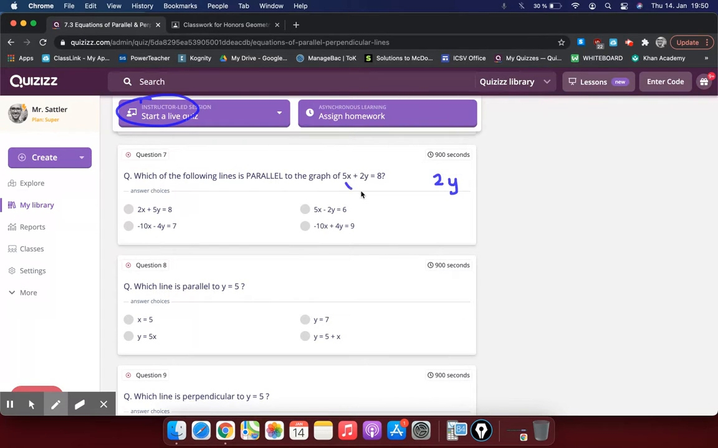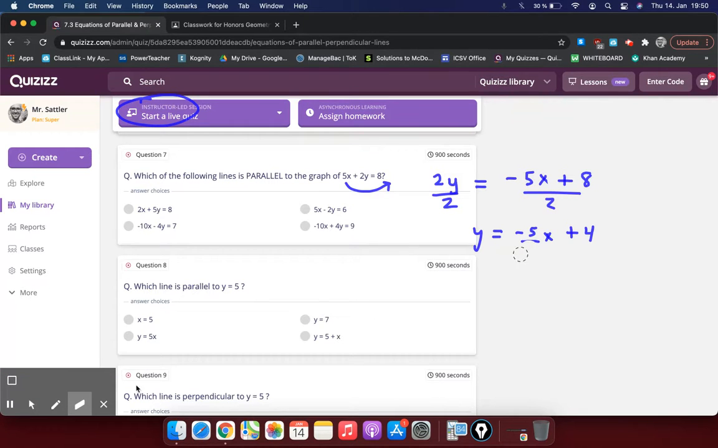So we're going to have to move the 5x over here and get, I'm going to write it like this, negative 5x plus 8 instead of 8 minus 5x. It doesn't matter which way you write it. And now I'm going to divide everything by 2. So our slope is going to be negative 5 halves, which is negative 2.5. Y-intercept is going to be 4. 8 divided by 2 is 4. This 2 looks horrible.